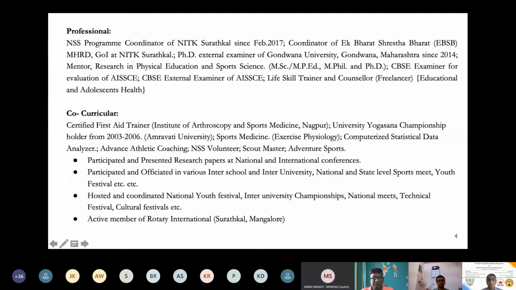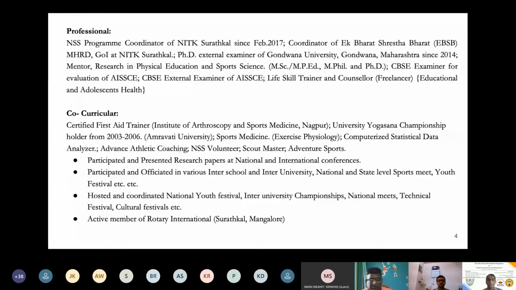Regarding his professional experience, he has been the NSS program coordinator of NITK Surathkal since February 2017, and coordinator of Ek Bharat Shreshtha Bharat, MHRD, Government of India, at NITK Surathkal. He has been PhD external examiner of Gondwana University, Maharashtra, since 2014. He is a mentor for research in physical education and sports science, for MSc, MPEd, MPhil and PhD. He is a CBSE examiner for evaluation of AISSCE, a CBSE external examiner of AISSCE, a life skill trainer and counselor, and a freelancer in educational and adolescence health.